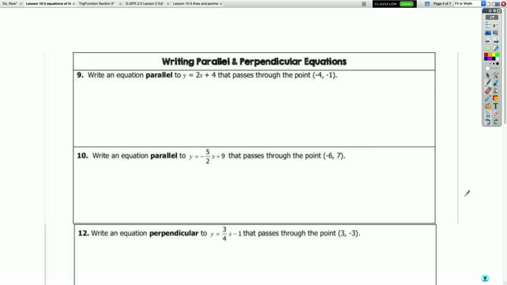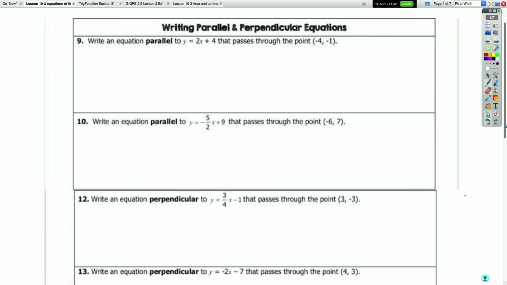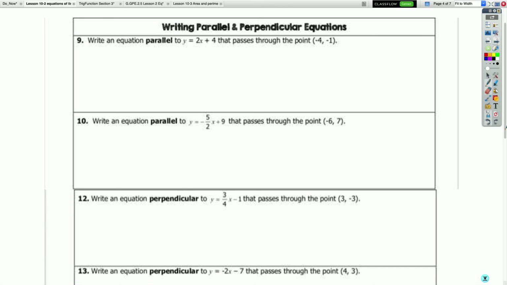Okay, so we're going to write an equation parallel to the line given to us, which is y equals 2x plus 4, and they gave us a point. So we are going to use point slope form here. First thing we want to notice is we're looking for a parallel line. So what determines if lines are parallel? Basically the same. They have the same slope.